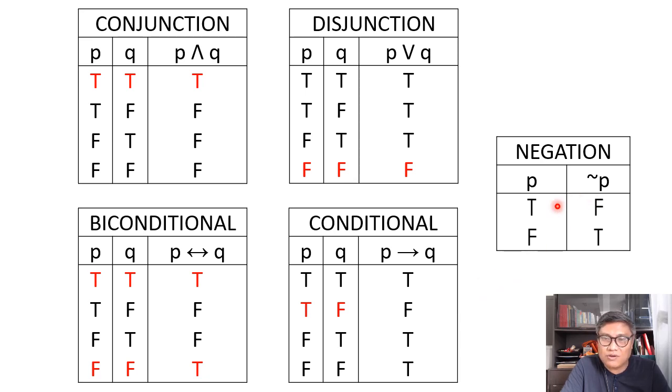And sometimes we also use the negation. So the negation, class, is simply the opposite. If the original statement is true, its negation is false. Or if the original statement is false, then its negation is true.